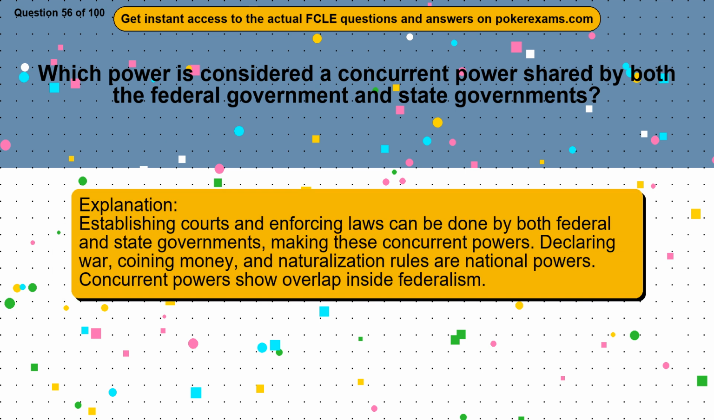Establishing courts and enforcing laws can be done by both federal and state governments, making these concurrent powers. Declaring war, coining money, and naturalization rules are national powers. Concurrent powers show overlap inside federalism.